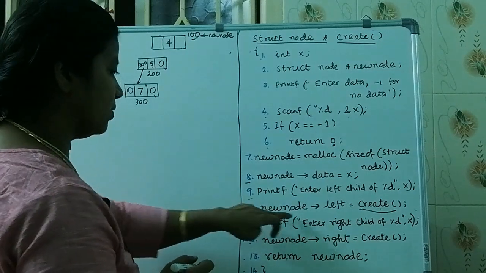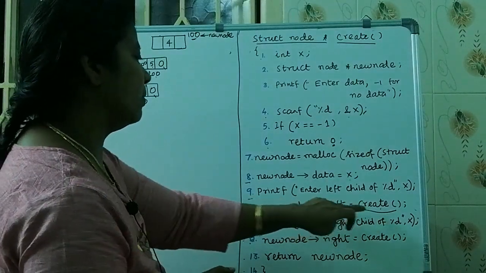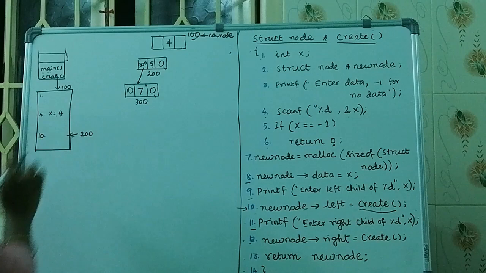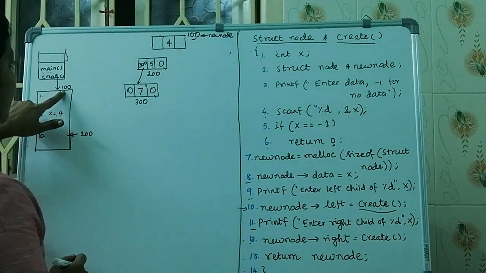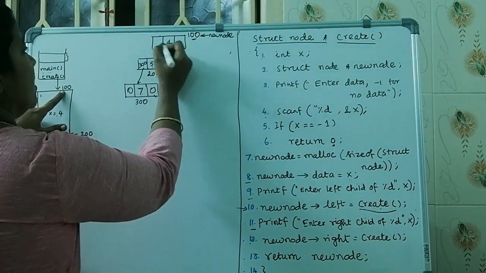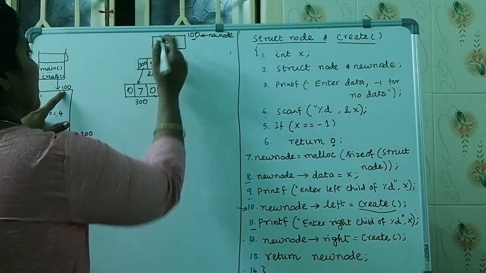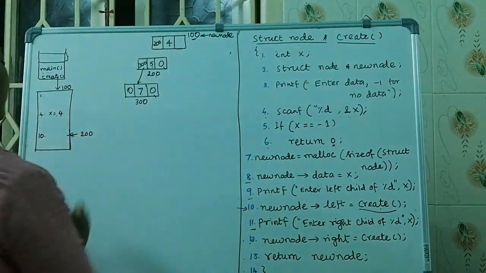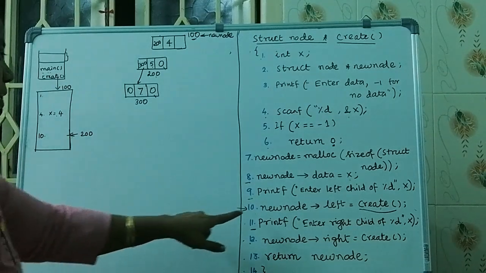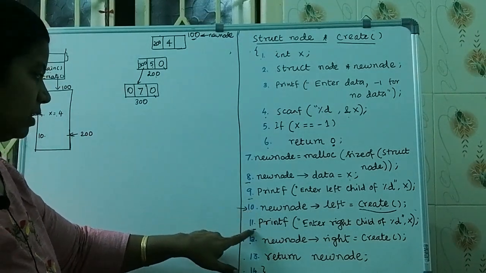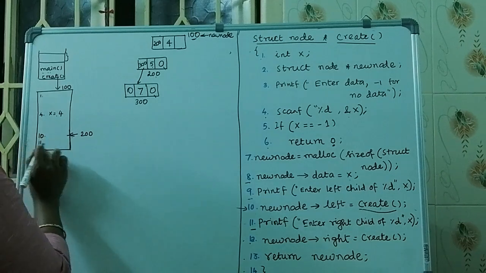We are going to execute this statement, new node of left equal to 200, because 200 gets returned. Now new node is nothing but 100. So 100 left, new node of left, I am assigning this node address, which is 200. Fine. So line number 10 is completed. Line number 11 has to be executed.